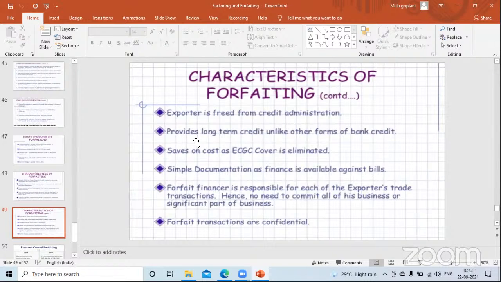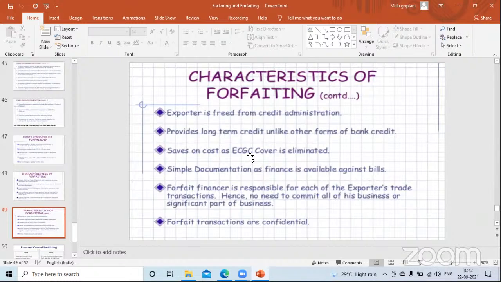Okay, it provides long-term credit, unlike the form of bank credit. They are giving a long-term credit period to the customers, so customers are also very happy. Okay, it saves cost: the cost of ECGC cover is eliminated. Cost of ECGC, Export Credit Guarantee Corporation. We are going to do it in FRA, don't worry. The next chapter will be that one only, where ECGC will be explained to you.